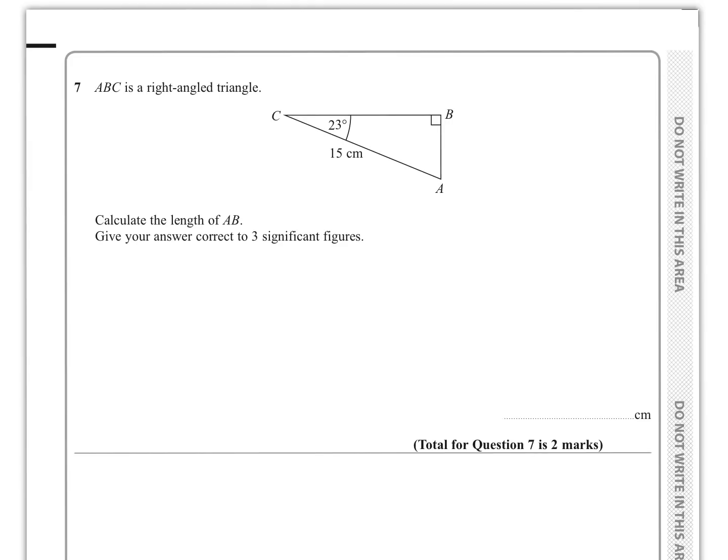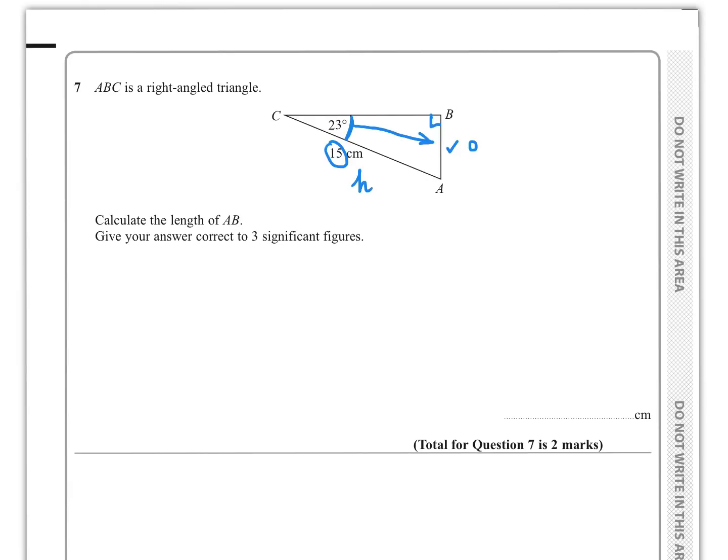Question 7. Before doing this question, there's an assumption that you know what a sine is, a cosine, and so on. So I'm not going to go into the detail of explaining where they're from. I'm just going to assume you know the basics, and let's have a look at the question. In this case we have an angle, and we're told it's a right angled triangle, which is good news, and we've got to calculate the length AB. If you look at this triangle, AB is opposite to the angle and 15 is the hypotenuse.